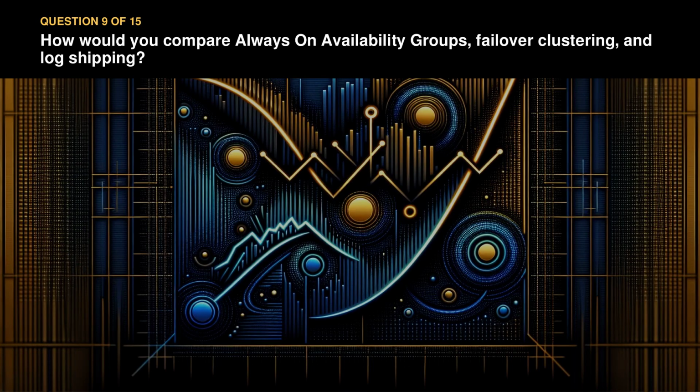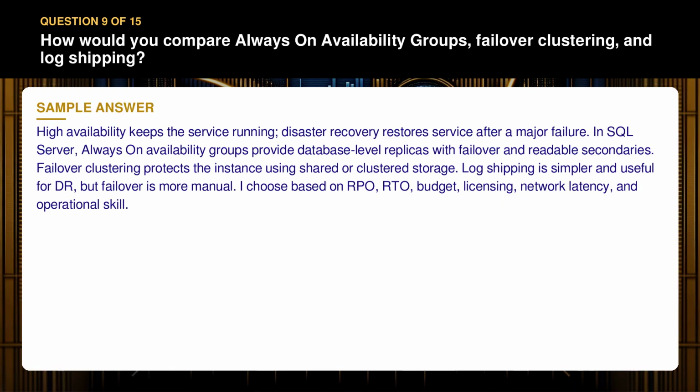Question 9. How would you compare always-on availability groups, failover clustering, and log shipping? High availability keeps the service running. Disaster recovery restores service after a major failure. In SQL Server, always-on availability groups provide database-level replicas with failover and readable secondaries. Failover clustering protects the instance using shared or clustered storage. Log shipping is simpler and useful for DR, but failover is more manual. I choose based on RPO, RTO, budget, licensing, network latency, and operational skill.